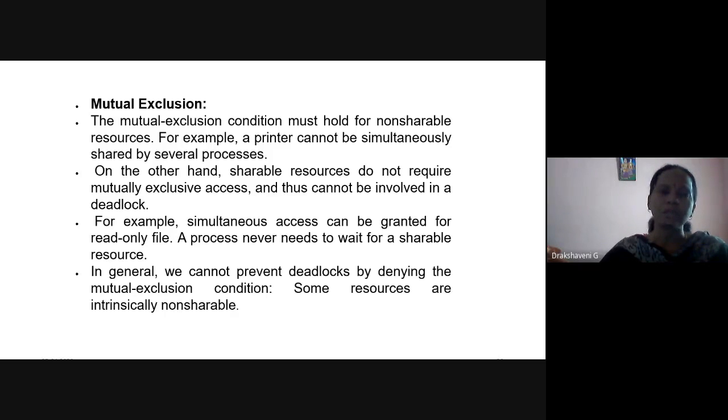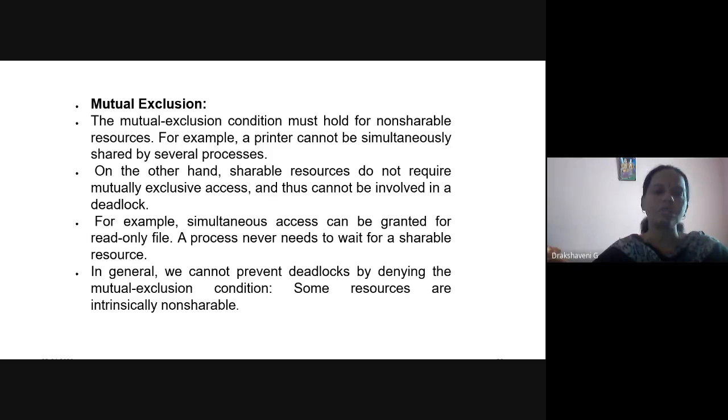On the other hand, shareable resources do not require mutually exclusive access and thus cannot be involved in a deadlock. For example, simultaneous access can be granted for a read-only file. A process never needs to wait for a shareable resource. I think you would have seen that sometimes when we open any downloaded thing, there will be an option saying this is read only. What do we mean by read only? It means I cannot edit anything in that. I can only see, I can only read. In that case, I can have so many read-only files simultaneously. That's what it says here.